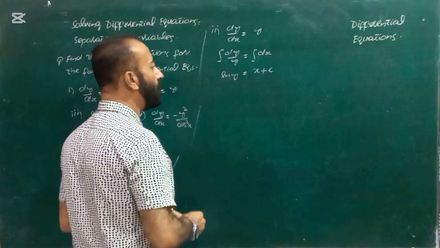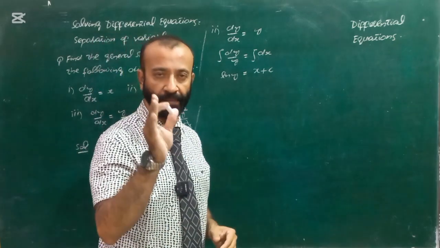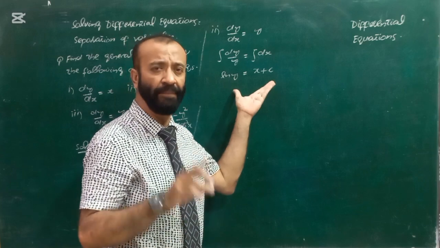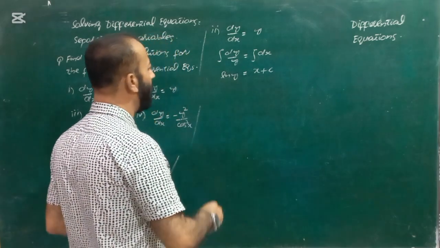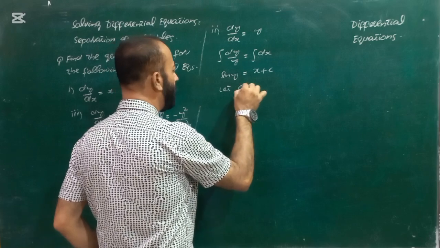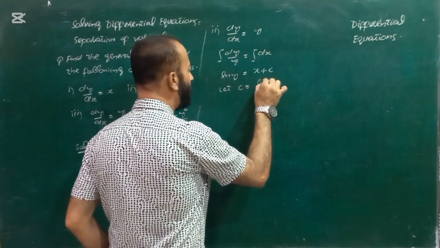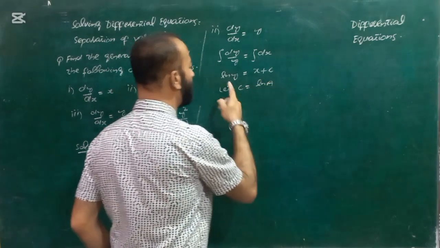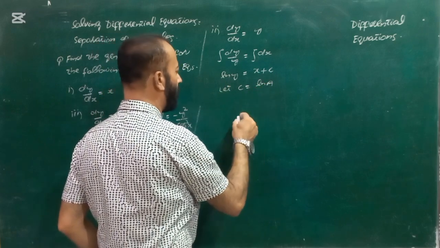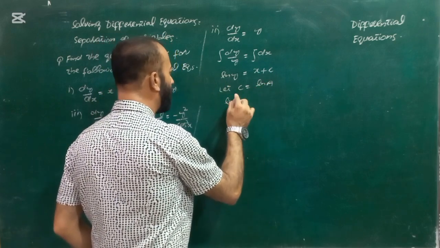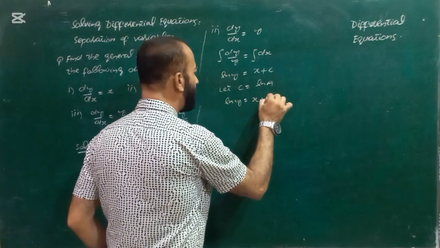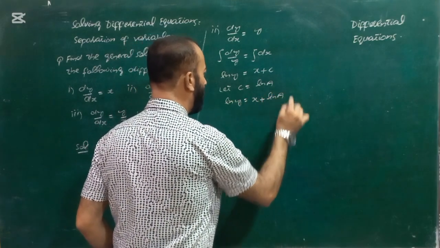Okay, at this step, because the final step is express y in terms of x. So answer is there, but the final step is missing. Okay, let c be equal to natural log of a, because natural log is there. So that's why we have let this be equal to natural log of a. So the step will become natural log of y is equal to x plus natural log of a.